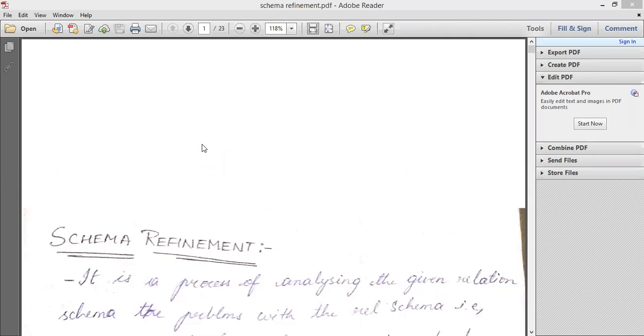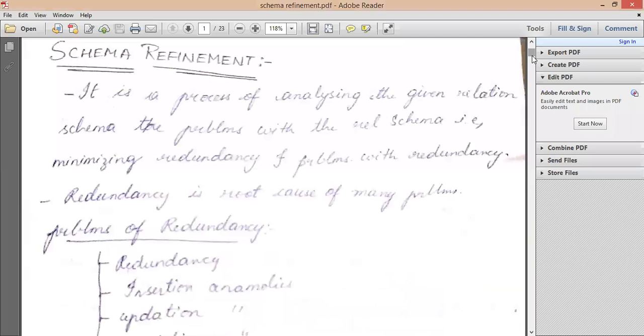Okay. So let us start with the second part of third unit. That is schema refinement. Before that, I wanted to tell you that this particular second part of the third unit is the most important of all, because I've gone through a few previous questions.